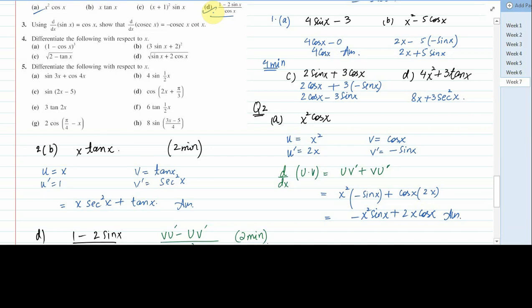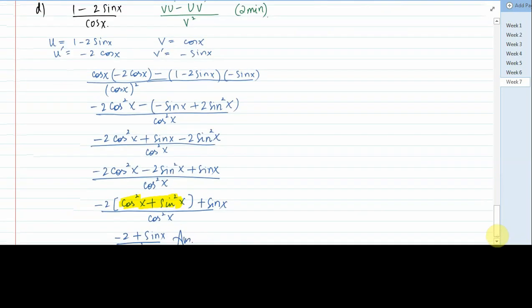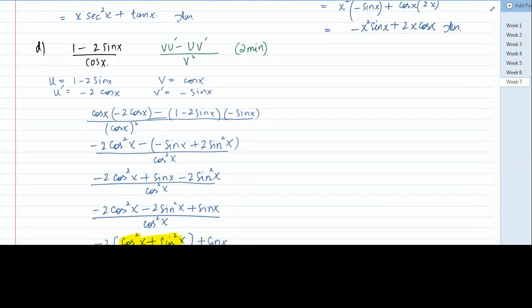Moving on to the next one, it's question number 3, and it says that using d by dx of sin x equals cos x, show that d by dx of cosec x equals minus cosec x into cot x. Alright, so we know that cosec is the reciprocal of sin x, right? So we start with the equation that d by dx of cosec x is equal to d by dx of 1 over sin x.